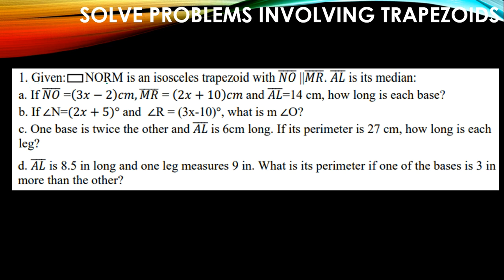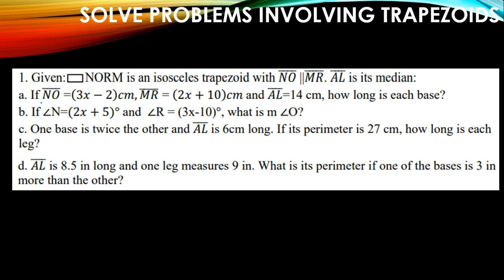Given quadrilateral NORM is an isosceles trapezoid with NO parallel to MR. So we can conclude that NO and MR are the bases of the trapezoid because they are parallel to each other, and AL is its median. This is the line segment in the middle of the trapezoid.